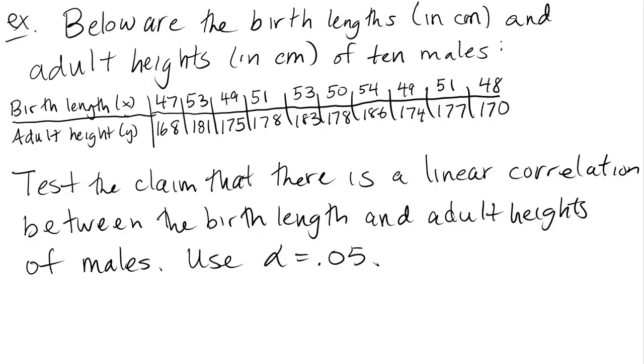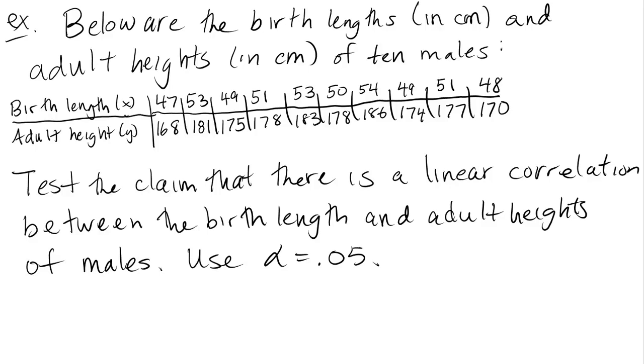Let's read through this one. Below are the birth lengths in centimeters and the adult heights in centimeters of 10 males. So in the first row, you see how long these people were when they were born. And in the second row, you see how tall they were when they reached their adult height. Here's the charge of the problem. Test the claim that there is a linear correlation between the birth length and adult heights of males. Use alpha equals 0.05.